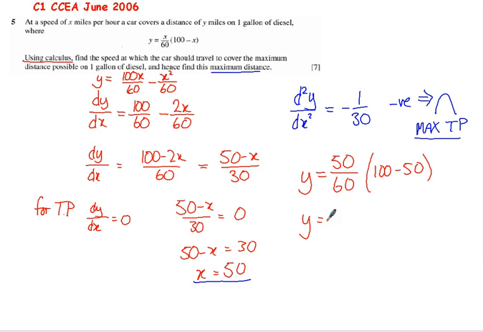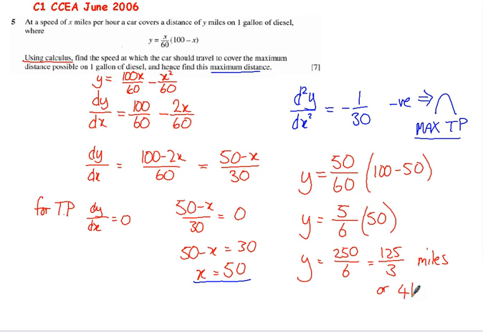So y is equal, well, let's simplify this down a bit. That's 5/6 upon 50. So y is equal to 250 over 6, which is 125 over 3. And we're talking here that is in miles. If you want to write that as 41 and 2/3 miles, that's fine as well. I'd be happy with either answer.